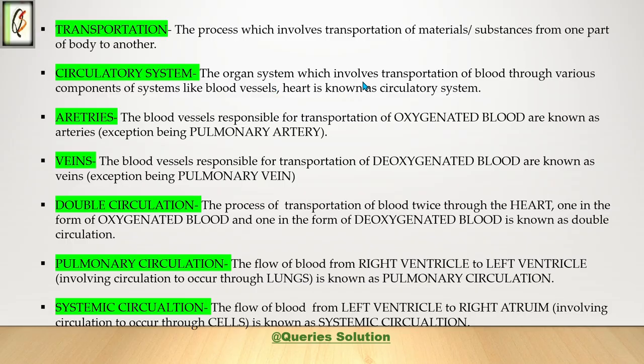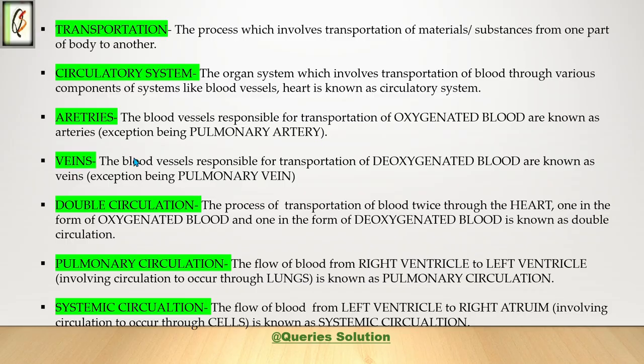The organ system which involves the transportation of blood through various components of its system, like the blood vessels and the heart, is what we say as the circulatory system. In the circulatory system, again, we have studied the different blood vessels like the arteries and the veins. So let us quickly see them. What are arteries? These are the blood vessels which are responsible for the transportation of blood which is rich in oxygen. And there is another important exception to it, which is the pulmonary artery.